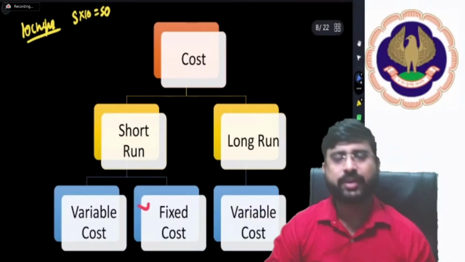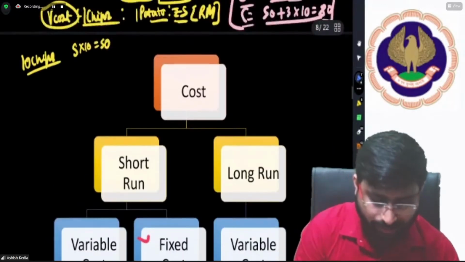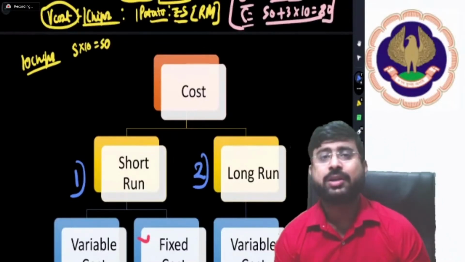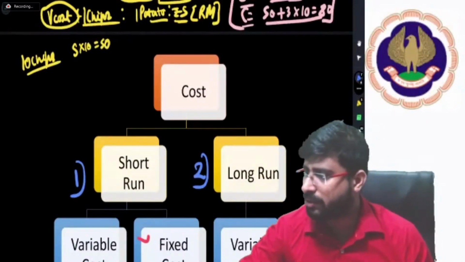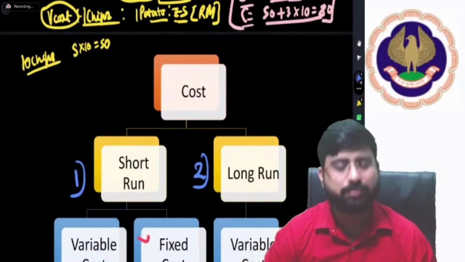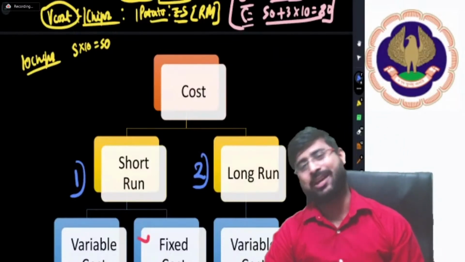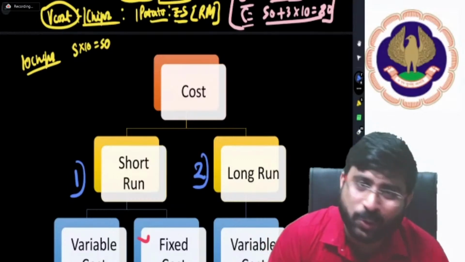So now, my dear friends, the cost can be segregated into two parts. Number one is the short run cost. Number two is the long run cost. You know why? Because in production there were two time periods, short run period and long run period. And so the costs are also two, short run and long run.